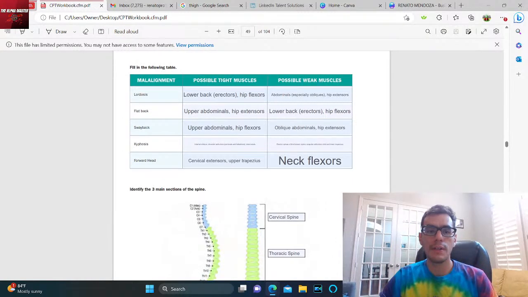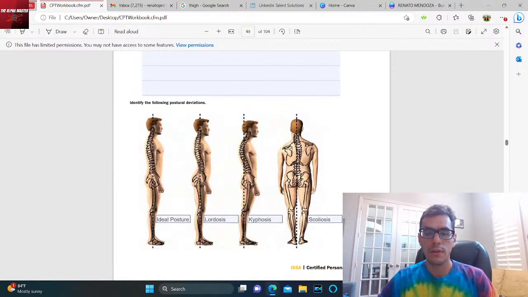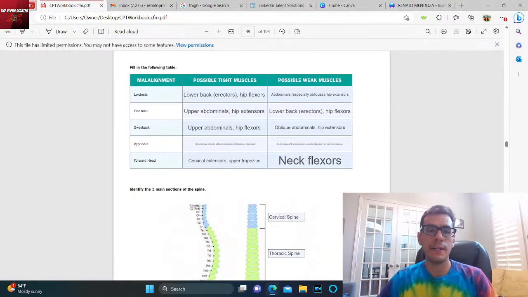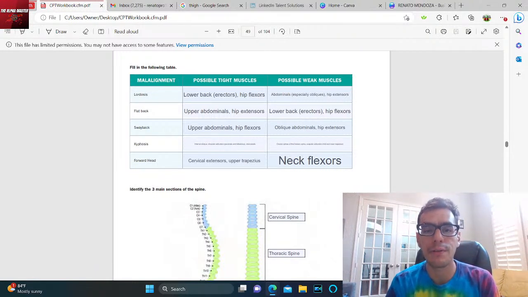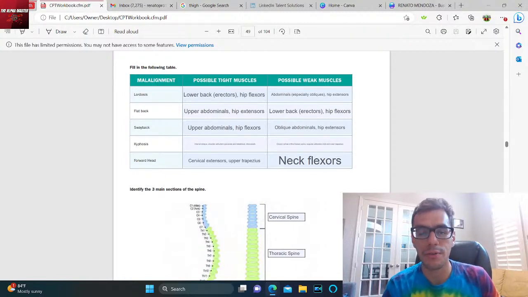Now, fill in the following table. You have lordosis. The possible tight muscles for lordosis are going to be the lower back erectors and the hip flexors, and the possible weak muscles are going to be the abdominals, the antagonists, especially the obliques, and the hip extensors.